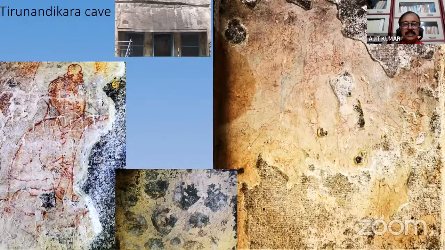Now, as I said earlier, the earliest mural painting evidence comes from the Tirunandikara cave, which is currently located in Kanyakumari district, and you have an outlined image of Ganesha, and there is also probably Narasimha and one or two figures who could be devotees or some royal people represented in this painting.